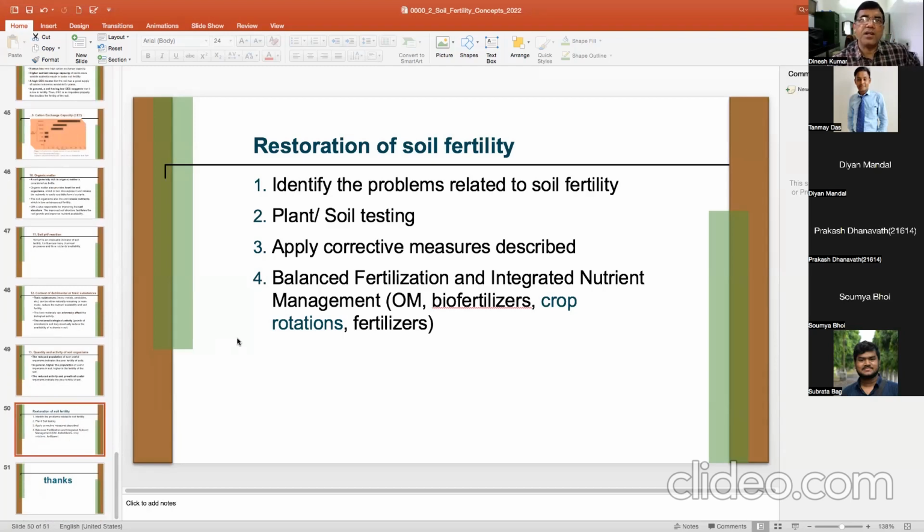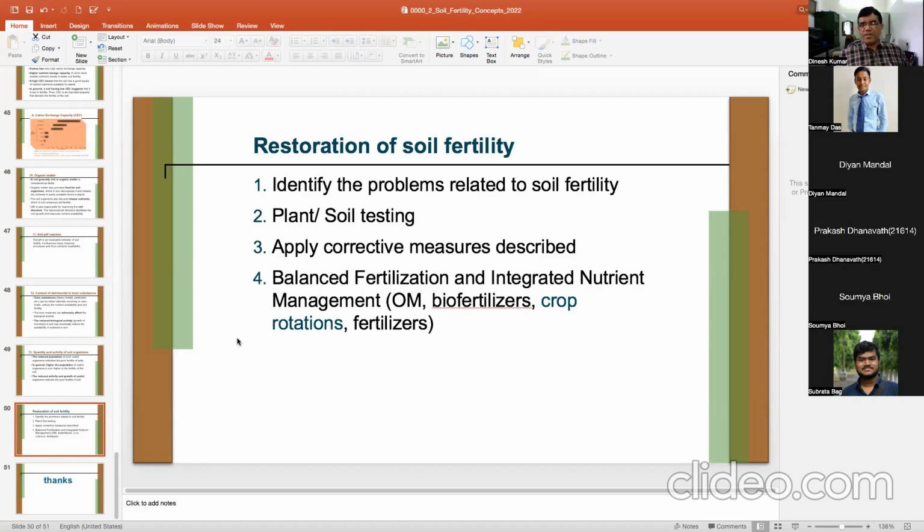So in the end, what are the possible solutions? If you have low fertility, first of all, it is necessary to identify the problems related to soil fertility. Identification of the problem is possible only through soil testing or through experience. Suppose there is less supply of nutrients, the first thing one should do is test soil pH. Testing of soil pH is very, very important. Then test organic matter. According to that, we may ameliorate the soil and add some amendments also.